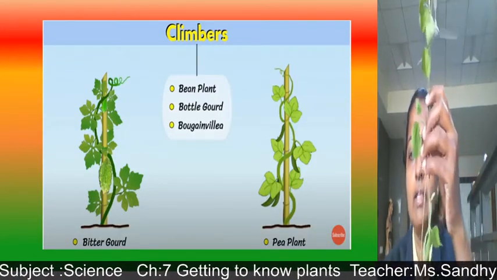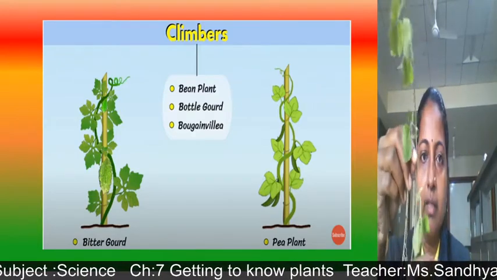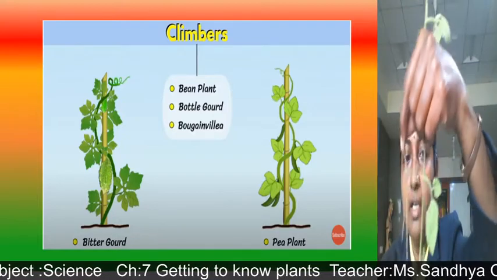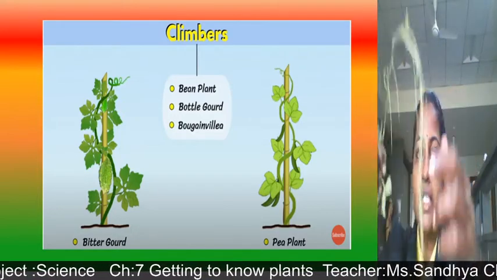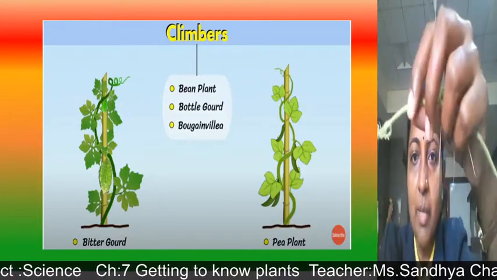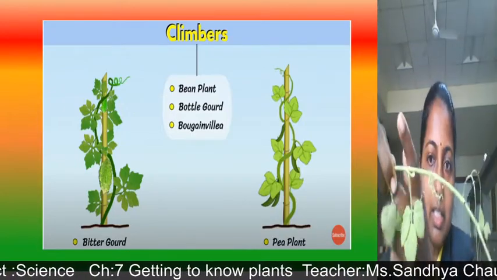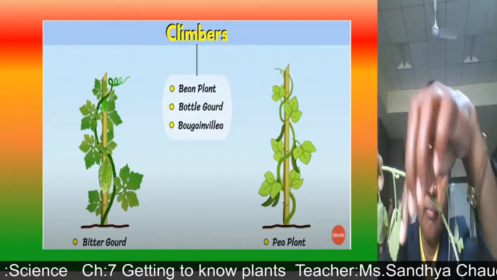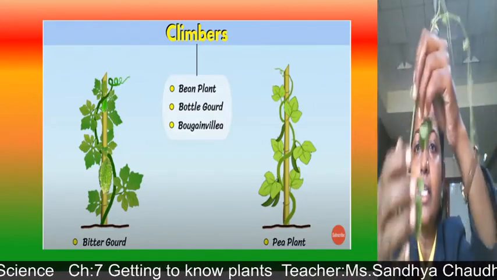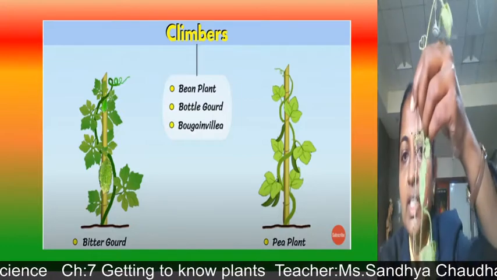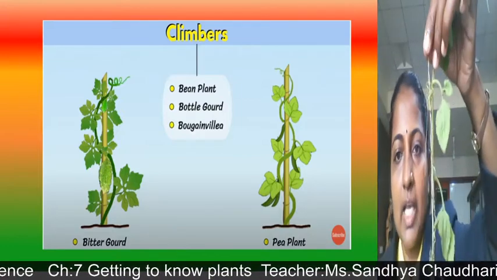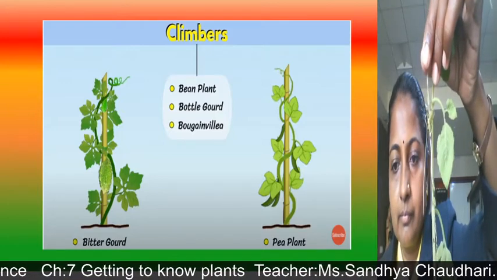Here I will show you one plant, that is climber, and here it is a support and these are the tendrils. You can see it very clearly. These are the tendrils here. A curly part over here, that are tendrils here. These are tendrils, and with the help of these tendrils they are holding on to any support and they can climb up. So this is about a climber.